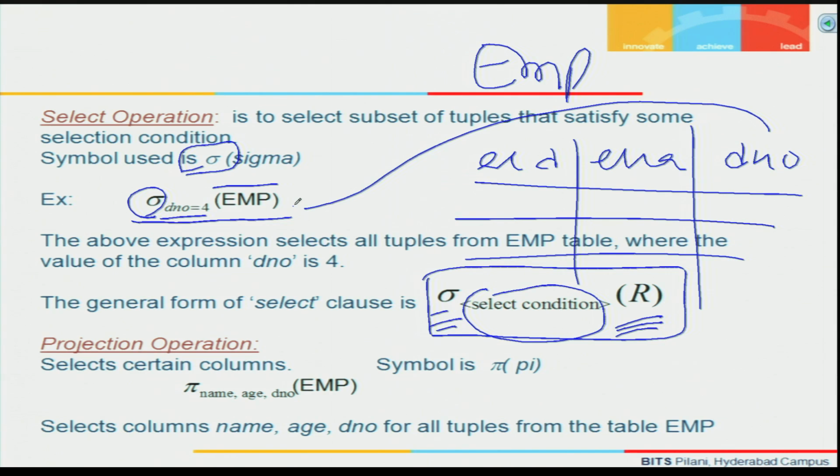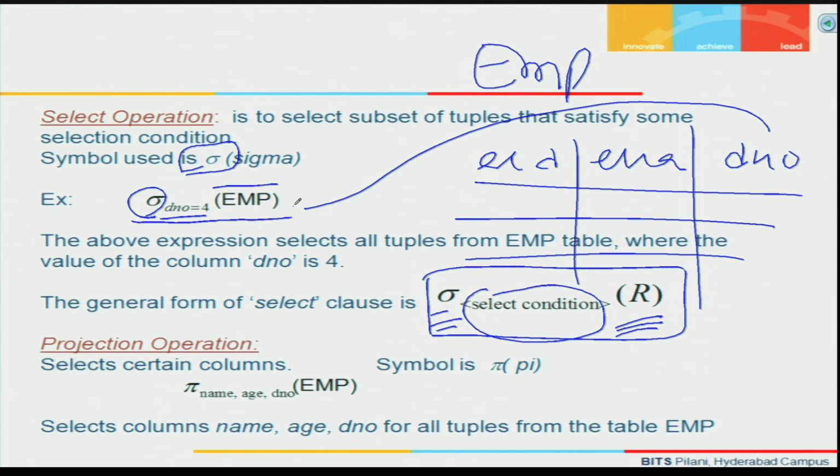That means at the time of execution it will pick up each tuple and check whether the value under the column DNO is equal to 4 or not. If it is 4, all such tuples will satisfy the condition and show up in the result. The above relational algebraic expression selects all tuples from the employee table where the value of the column DNO is 4.